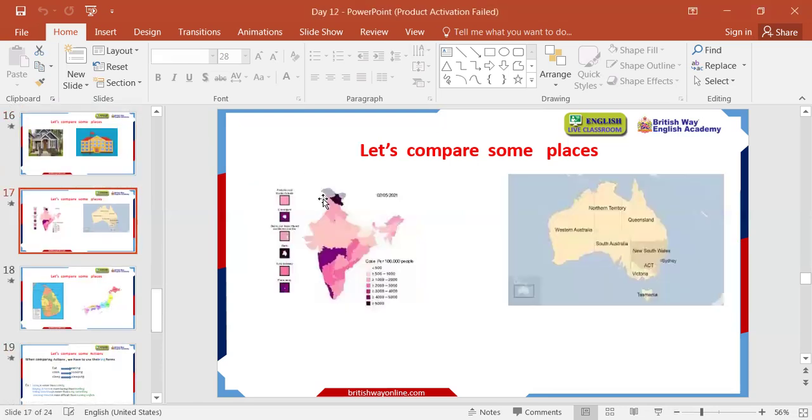Right. Now, how do you compare India and Australia? India is bigger than Australia. Australia is cleaner than India. Australia is more beautiful than India. Australia is more wealthy than India. Australian fruits are healthier than EU.